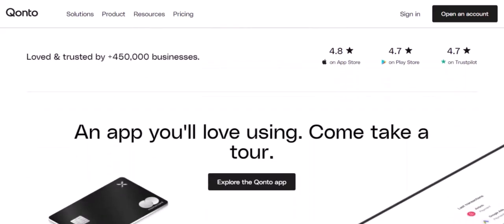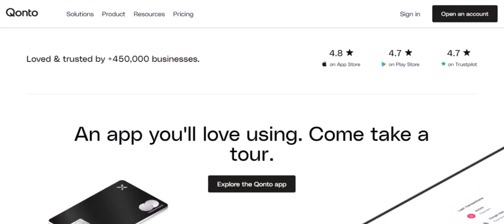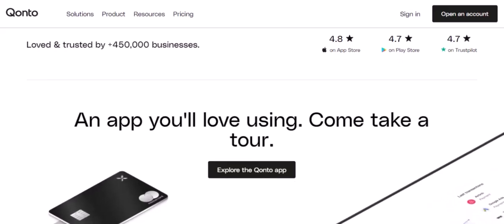Finding Qonto's market cap. To determine Qonto's market cap, we need two key pieces of information. Current stock price. Qonto's stock price can be found on financial data platforms like Google Finance, Yahoo Finance, or Bloomberg Terminal. Number of outstanding shares. This information is typically disclosed in the company's financial reports or can be obtained from financial data providers.